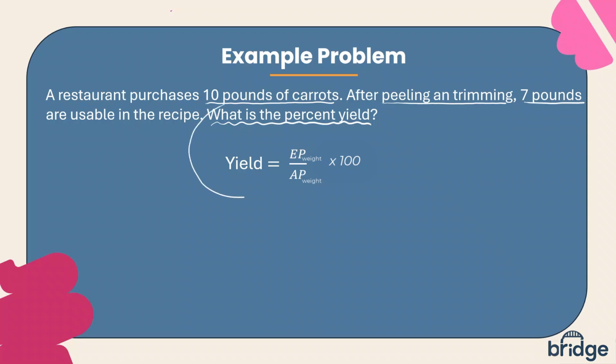So we know that at the store, we bought 10 pounds of carrots. That's the purchase weight. We then peel them and we trim them, and so we're remaining with 7 pounds of carrots that are edible, that we can sell, that we can use in our recipes. So to find the percent yield, we would take 7 pounds, divide it by 10 pounds, and multiply by 100. We have a 70% yield here.